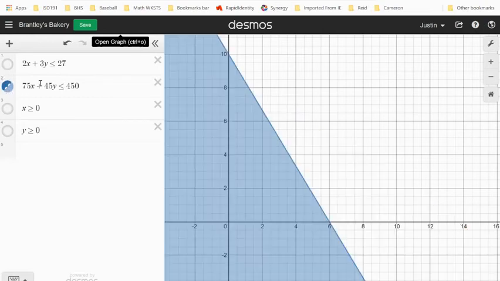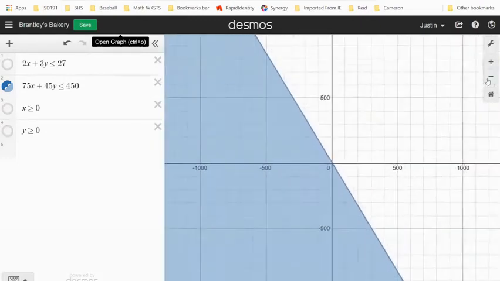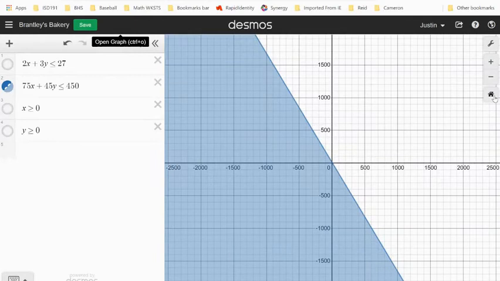When I look at the second inequality, this was the amount of time that he had to bake, I see that I have a solid boundary line again. And again, it's shaded off to the lower left-hand side. If I zoom way out, I can kind of see what's going on there.